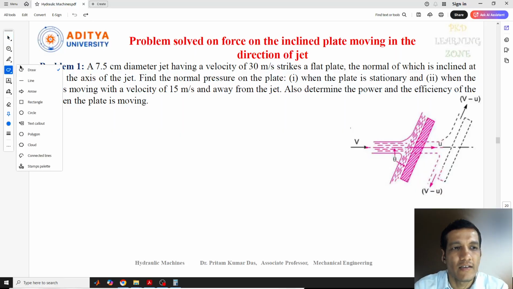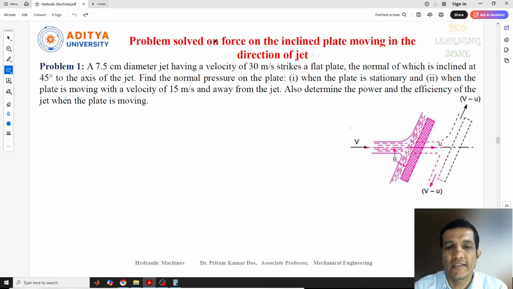In this lecture, we'll solve a problem on the force exerted by the jet on the inclined plate moving in the direction of jet. This topic belongs to impact of jets, where we have discussed many conditions related to the impact of jets with the plate in inclined condition, vertical condition, and curved condition. These are the types of plates. Whether the plate is moving or stationary, we have discussed for stationary. Now we are discussing the moving plate.